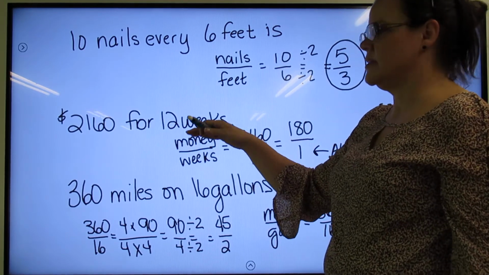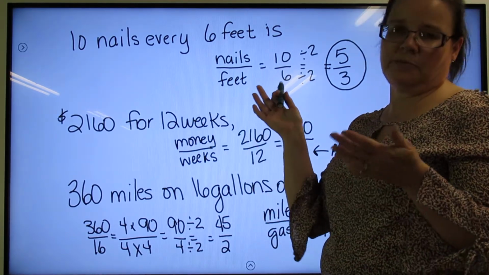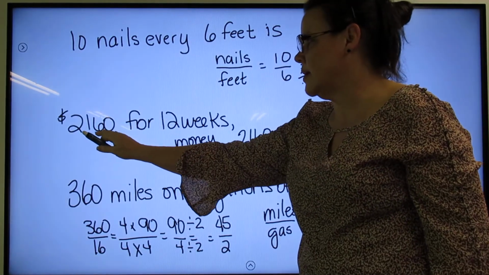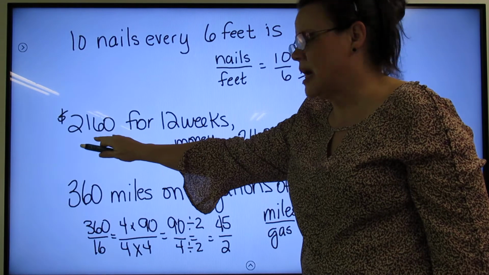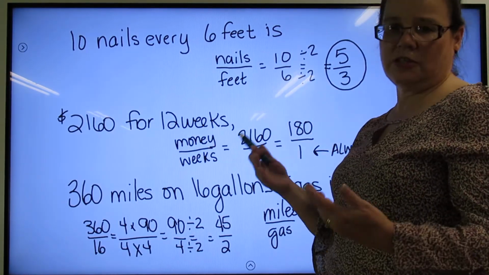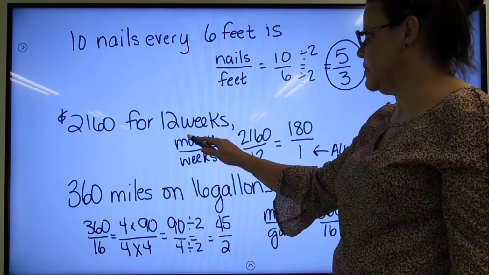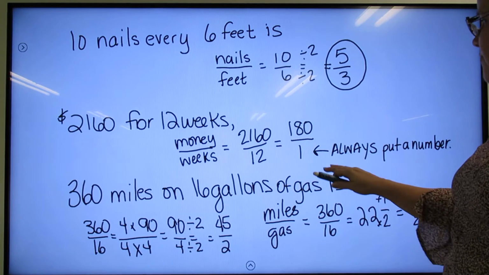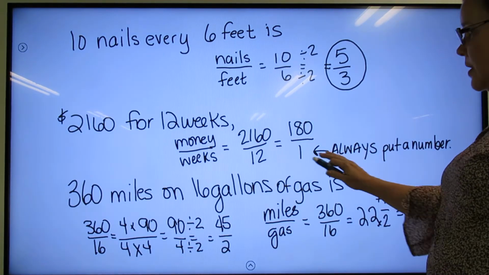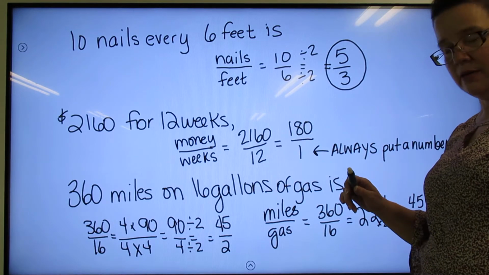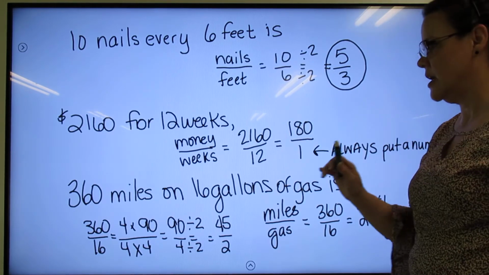$2,160 for 12 weeks. It was probably a longer sentence, and I kind of shortened it for the board. So, Brandon makes $2,160 for 12 weeks. How much does he make a week? Well, you would do money to weeks, and you would divide by 12, and you would come up with 180 for every 1. Always put that number at the bottom. He made $180 for every 1 week. Every week he made $180.